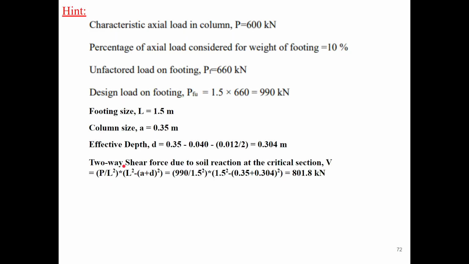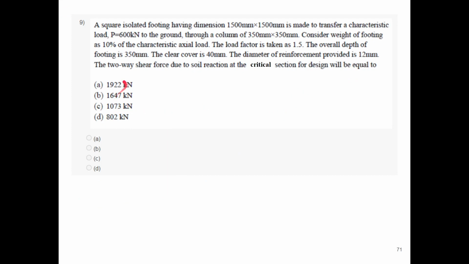Okay. So here, like the last problem, the characteristic axial load given for the column is 600 kilonewton, and the weight of footing is 10%, that is 60 kilonewton. So therefore, unfactored load is 660 kilonewton and factored load is 990 kilonewton. And similarly, footing size is 1.5 meter, column size is 0.35 meter, and effective depth is 0.304 meter. Now, here we have been asked the total two-way shear force, not per meter width, at the critical section.